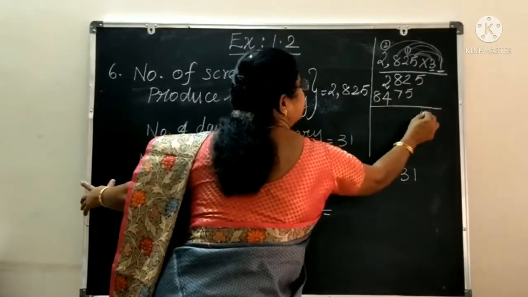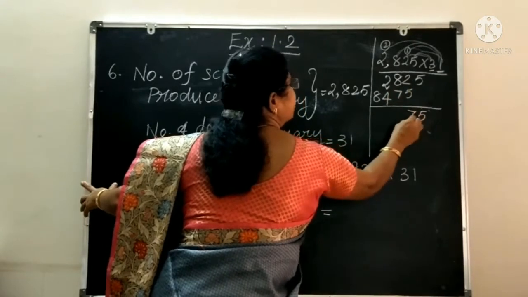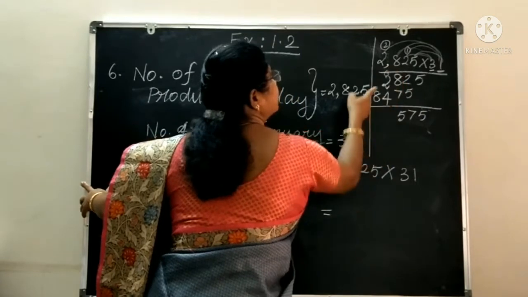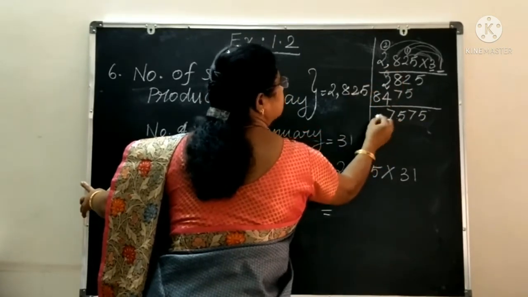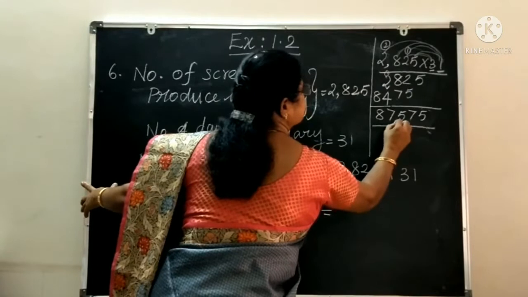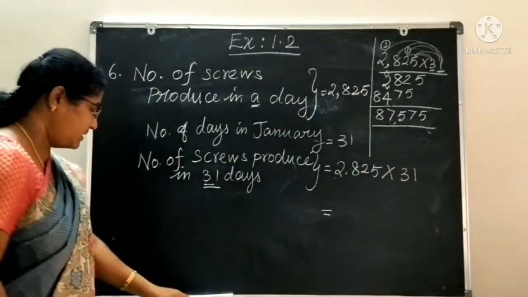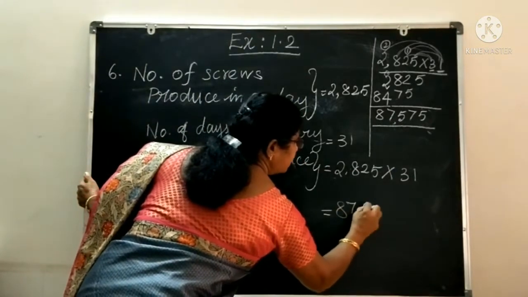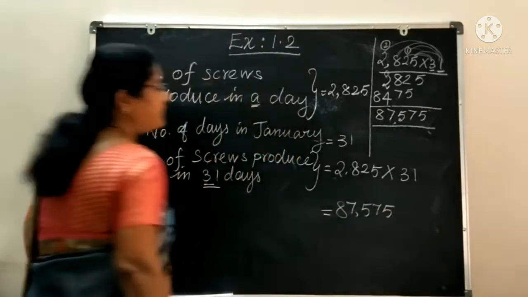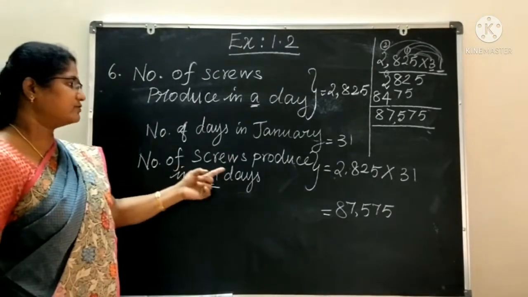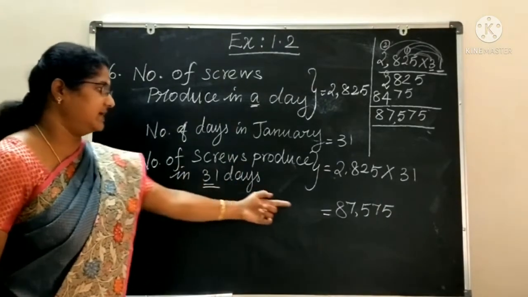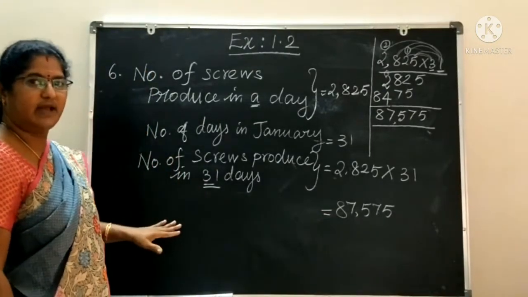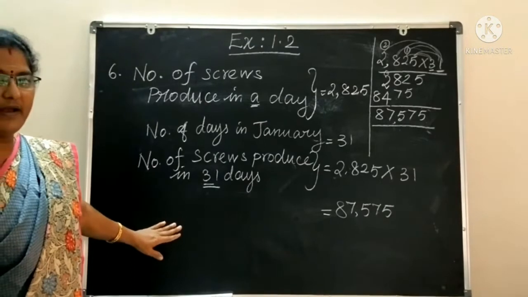So for this, 5, 7, 8 plus 7, 15, balance 1, 3, 7, 8. So, answer 87,575 screws. So, number of screws produced in 31 days is 87,575. Understand how to do?